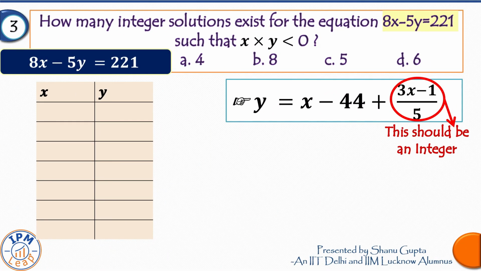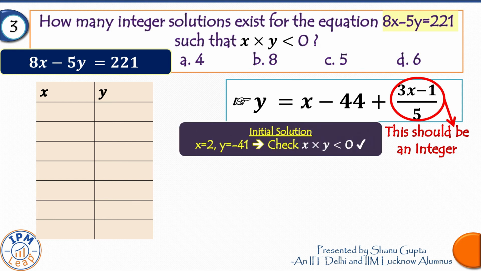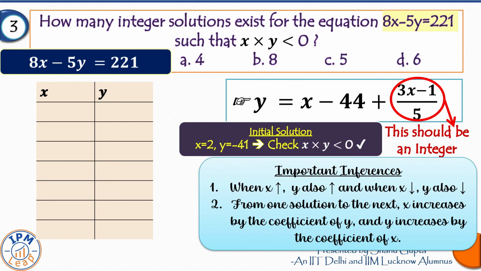Once we get the initial solution, listing down the remaining solutions is a cakewalk. Remember, for equations like these, with a minus sign in between, when x increases, y also increases, and when x decreases, y also decreases. So we will increase x because decreasing x would result in a negative value for both x and y, which is not permitted by this constraint, x into y should be less than 0. Further, from one solution to the next, x increases by 5, which is the coefficient of y, and y increases by 8, which is the coefficient of x. So let me list down the solutions.